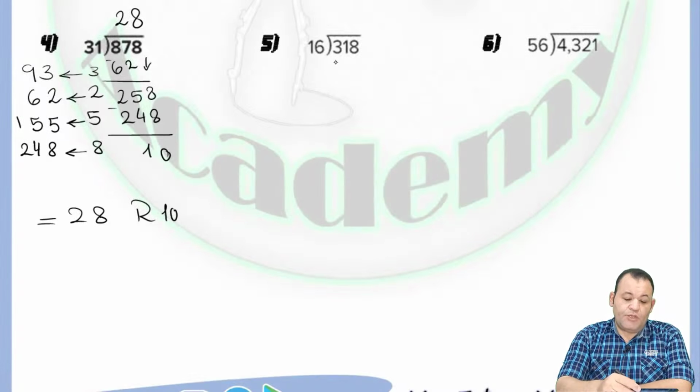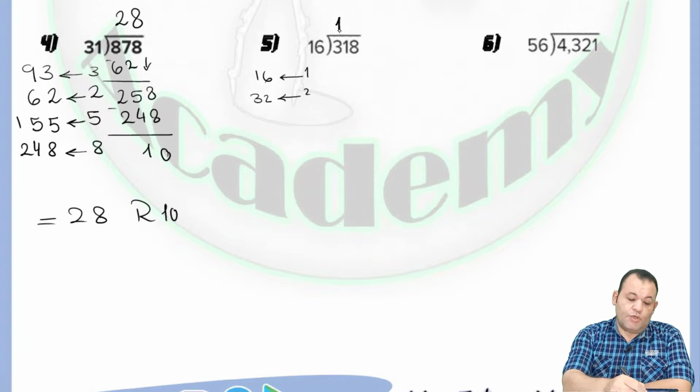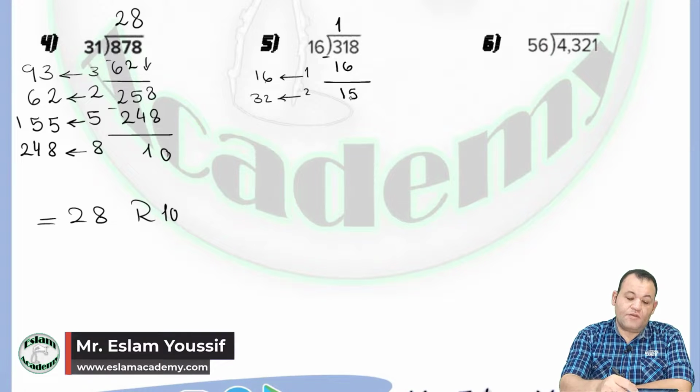In question number 5, we need to divide 318 by 16. 16 is the divisor. The divisor is 2 digits, so I will take 2 digits. 31 divided by 16. 1 times 16 equals 16. And 2 times 16 equals 32. 32 is greater than 31. So we just write 1 up and 16 down. Now subtract. 31 minus 16 equals 15. Then we need to bring down 8.